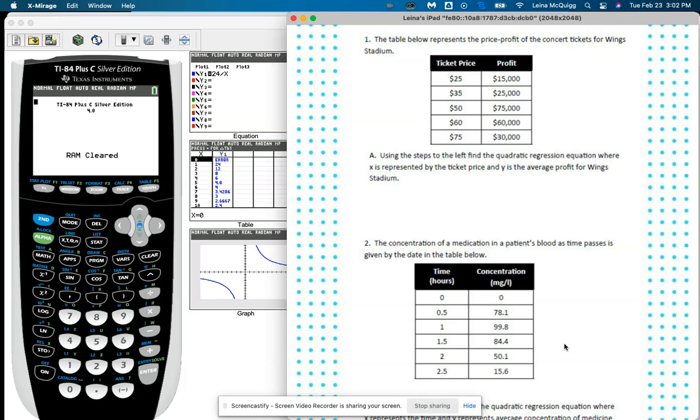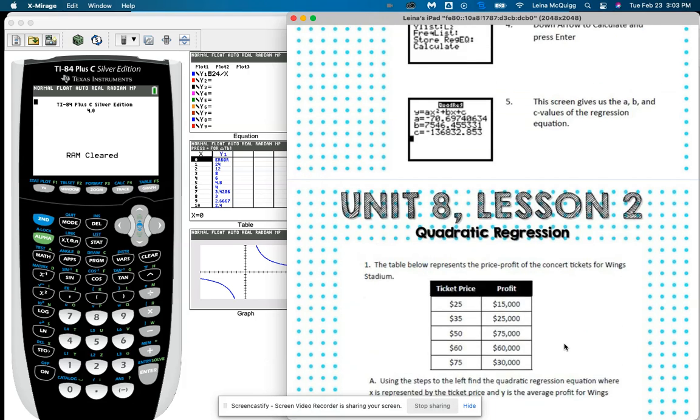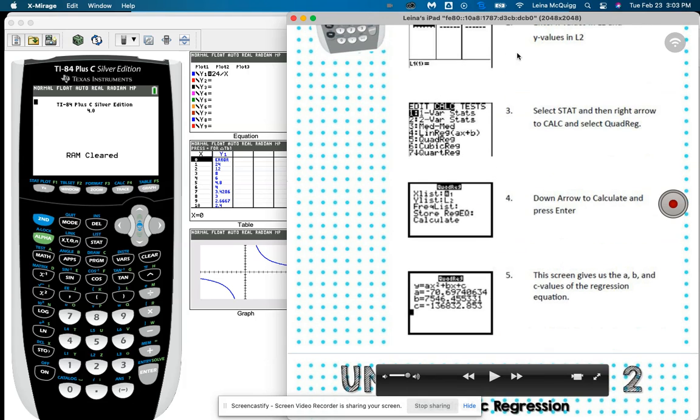Find the quadratic regression equation where X is represented by the ticket price and Y is the average profit for the Wing Stadium. So really, I just want to make an equation for all the stuff on this table. And we're going to do it using these steps.